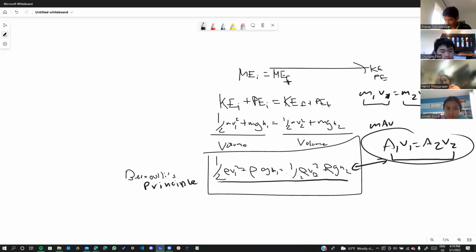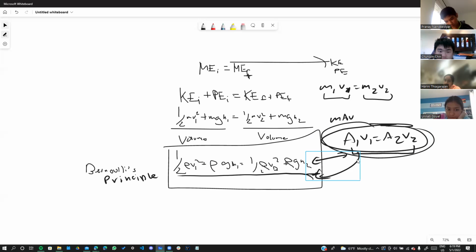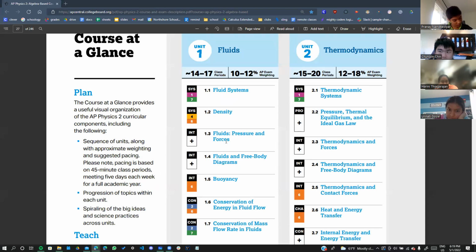And I guarantee there's at least going to be one question on the AP exam that takes this mass flow rate equation and puts it into Bernoulli's principle, and you're going to get something out of it. I remember there was one like that on practice exams, and I remember doing it on the AP exam last year as well. So this is something to be on the lookout for in terms of fluids. I think that's the biggest thing. Other than that, everything else is pretty self-explanatory in terms of Physics 1.